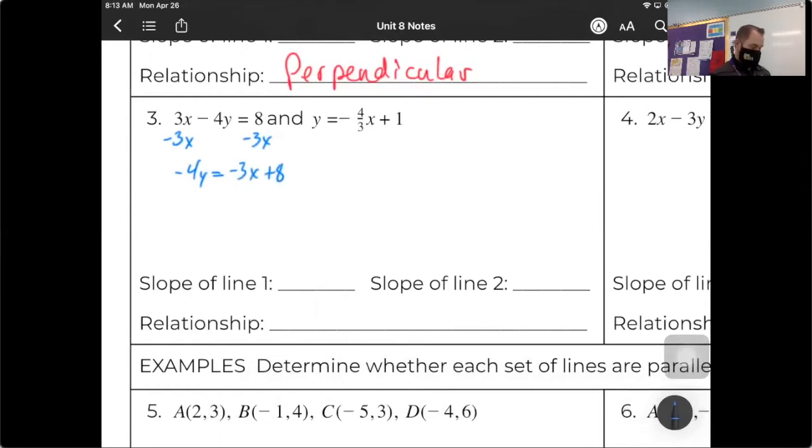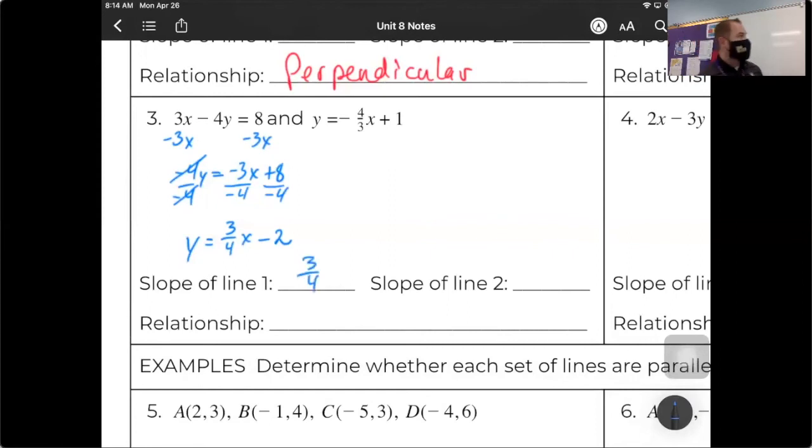So now what do we divide by? -4 everywhere. Don't forget your negative when you divide. Cancels everything there, so we get y by itself. What is the simplified fraction for the slope of line 1? What's the slope? -3. But I had a negative on top and a negative on bottom. Oh, positive. Positive 3/4. Good. And what's the y-intercept? What's positive 8 divided by -4? -2. Good. So the slope of line 1 is 3/4.